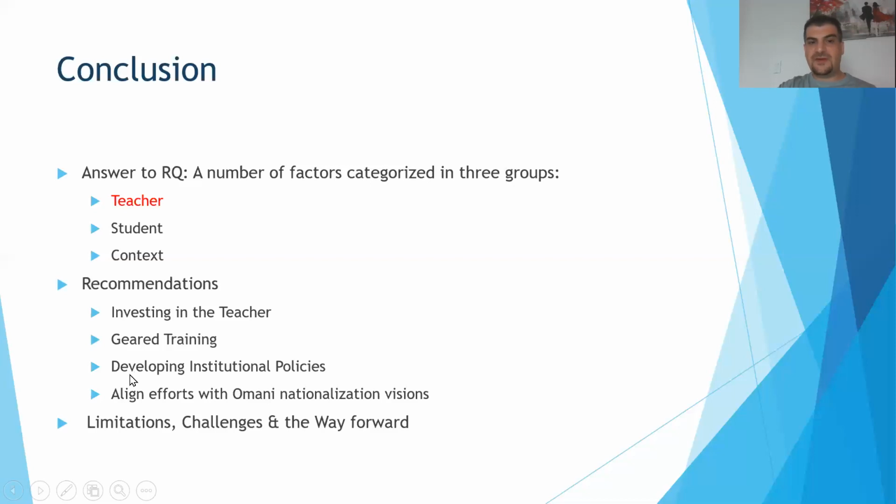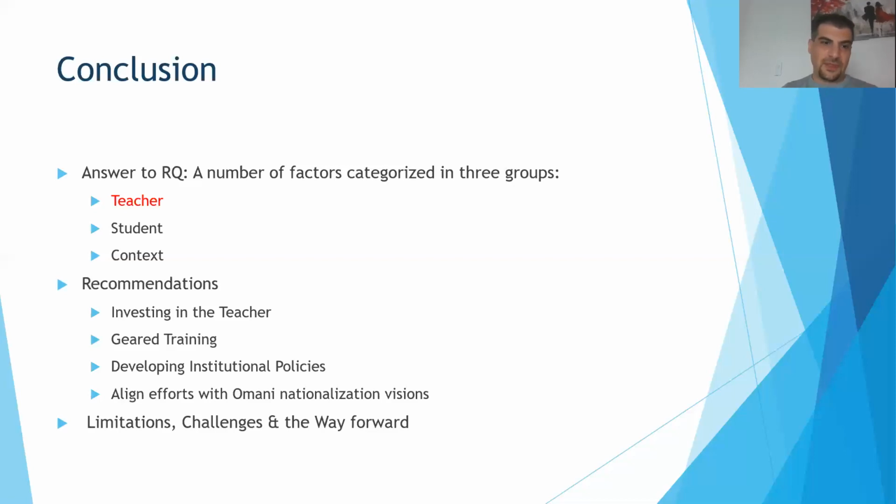The third is to develop institutional policies that can support a teacher's ability to maintain attention. One of the most immediate policies I can think of is that maybe we should have something to prevent or stop students from using mobile phones or bringing mobile phones to the classes. I think this is very important.